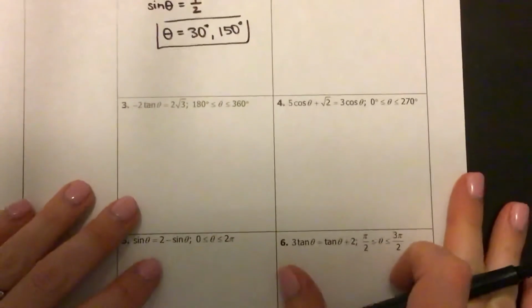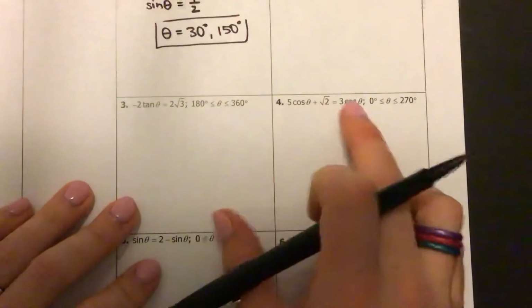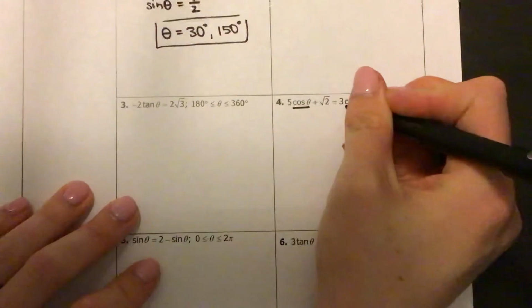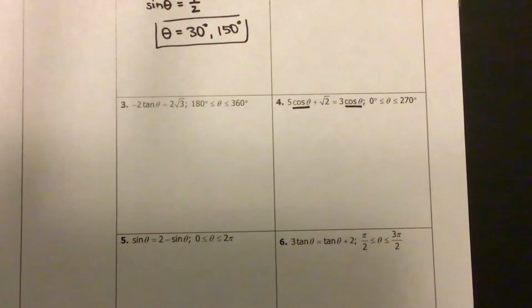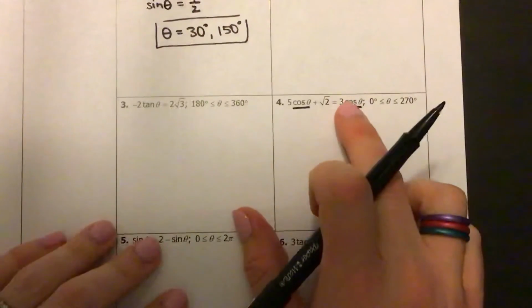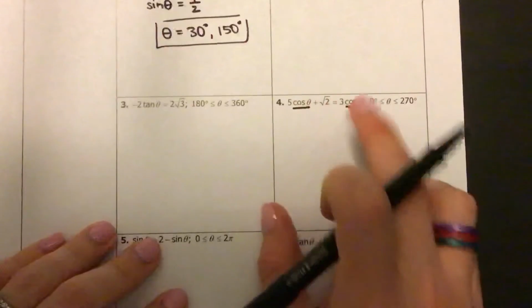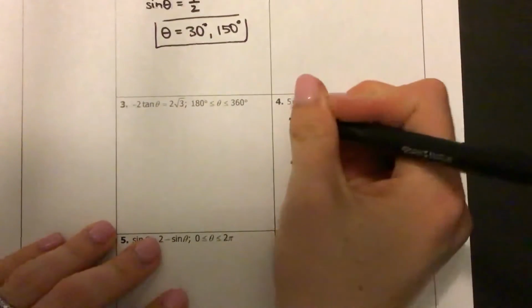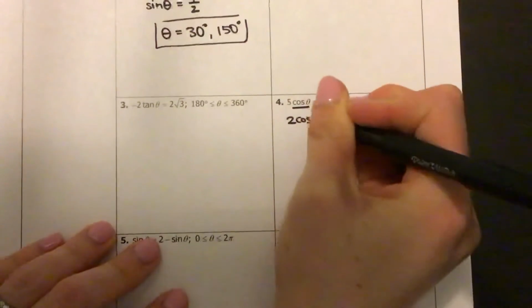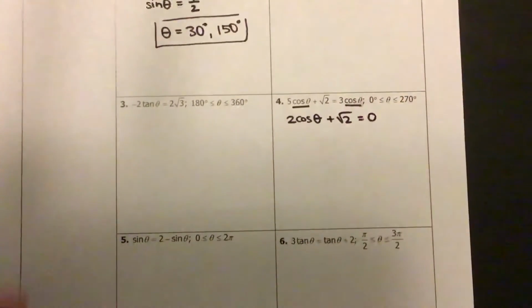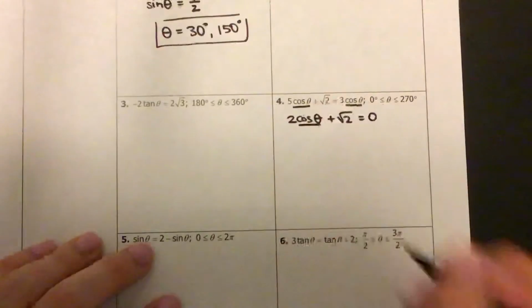So number 4 has cosine. This one, we have cosine in 2 different spots, but again, think of this as just like an x. Think of this like an x. You're just trying to get that x by itself. So you're going to start by subtracting this over to the left-hand side. So this would be like 5x minus 3x. That would be 2x. So this is just 2 times cosine plus the square root of 2 is equal to 0. And we just want to get that cosine part by itself.